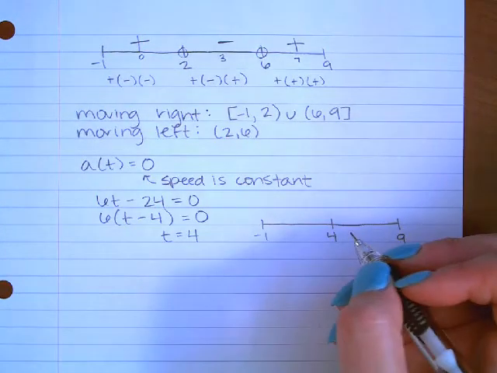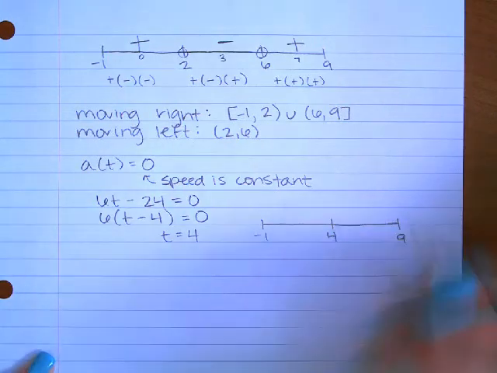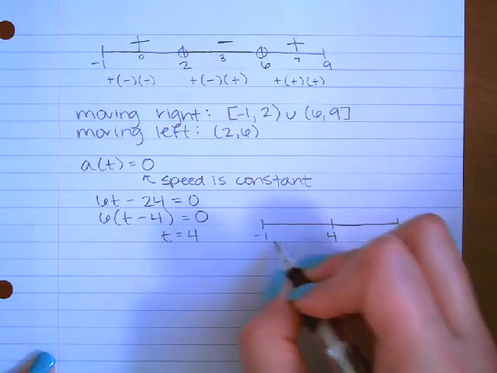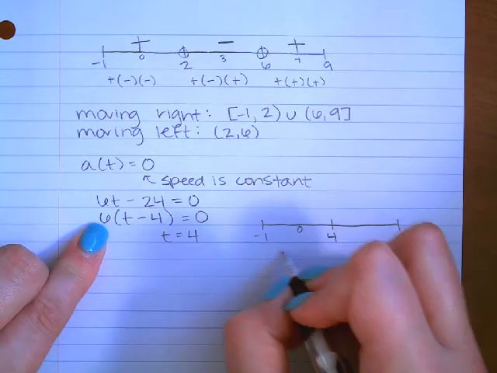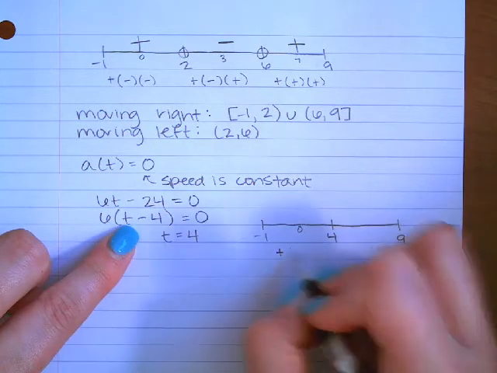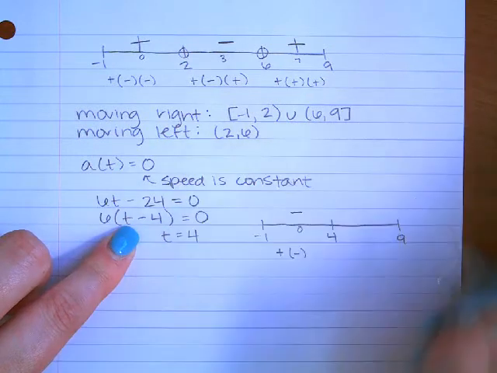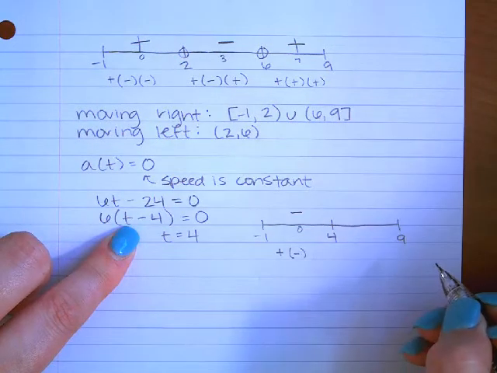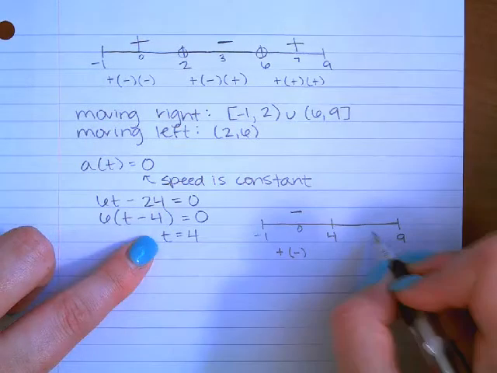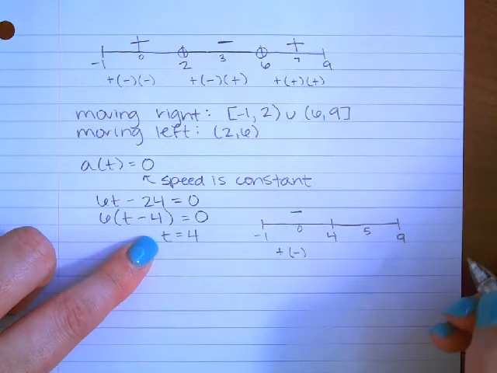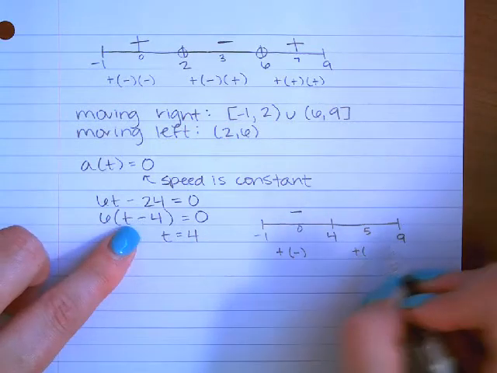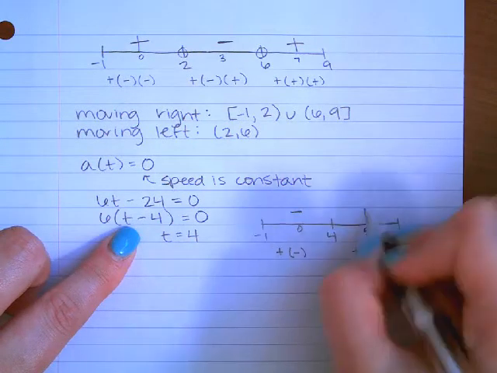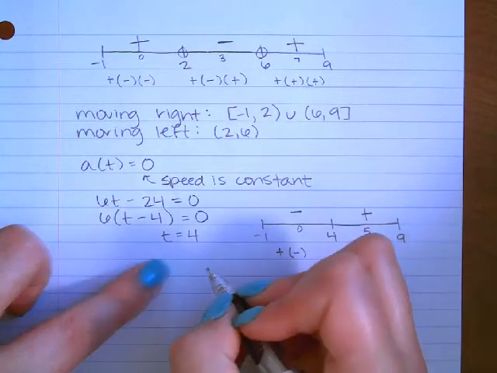I just want to see when I'm accelerating and decelerating. So I'm going to choose a number that's between -1 and 4. I'm going to go ahead and use 0 again. 6 is positive. 0 minus 4 is negative. So there's our deceleration time period. And then a number that's bigger than 4 but less than 9. I've got 6, which is positive. 6 minus 4 is also positive, and that's a positive. So now I can make those conclusions.